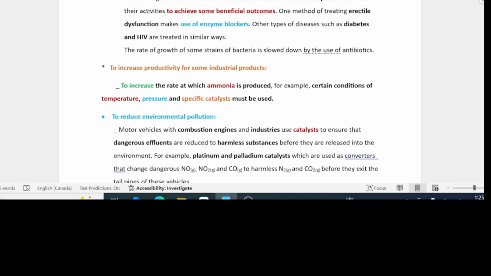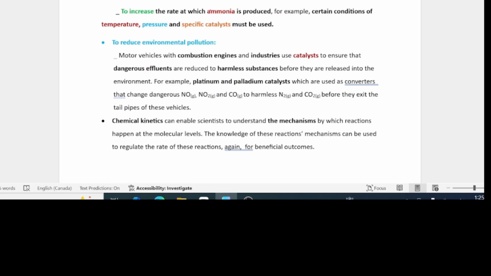Number 2, to increase productivity for some industrial products. To increase the rate at which ammonia is produced, for example, certain conditions of temperature, pressure, and specific catalysts must be used. Number 3, to reduce environmental pollution.